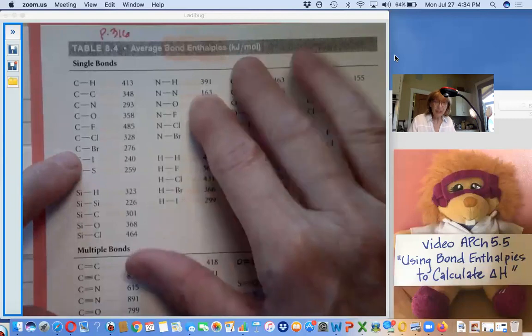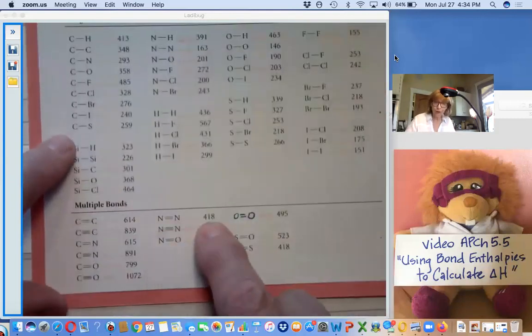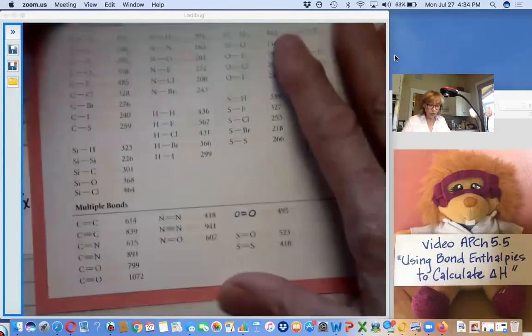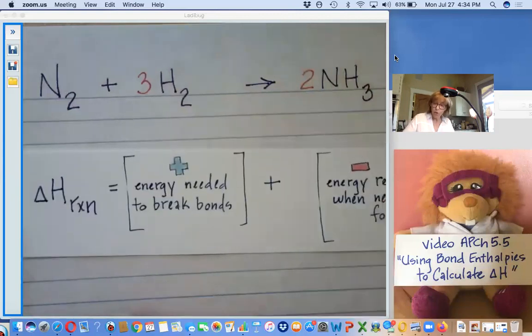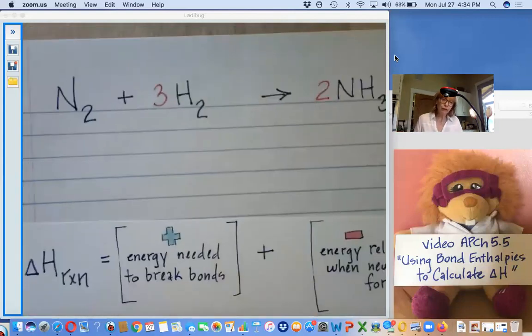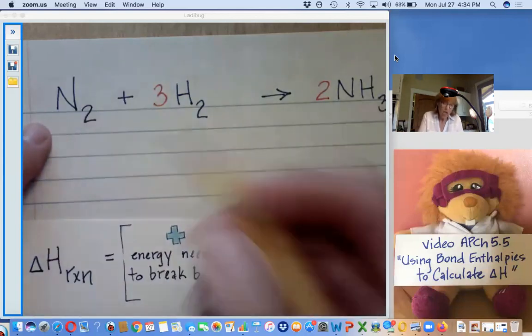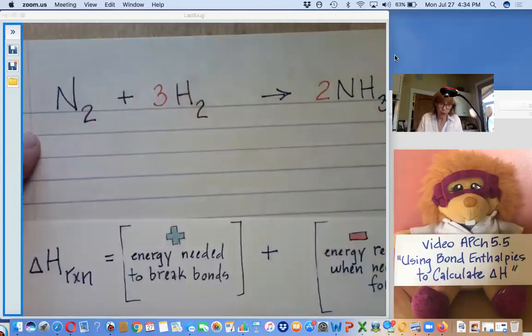Do you see down here, I have another nitrogen to nitrogen bond that's stronger? And that's because it's a double bond. And then also I have a nitrogen to nitrogen triple bond. So before we can use this relationship to calculate the enthalpy change, we have to have Lewis diagrams. So the very first step in this process is to look at your balanced equation and draw the Lewis structure for each of your reactants and products.